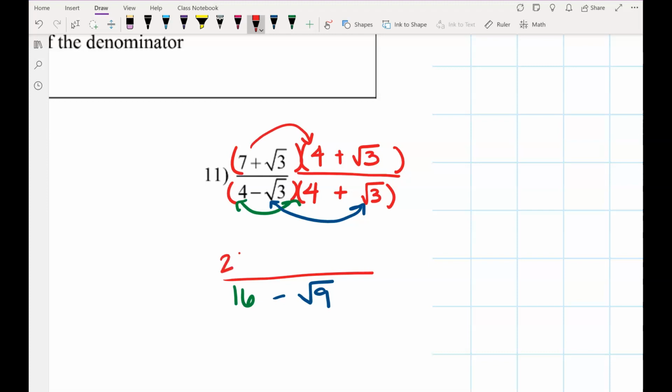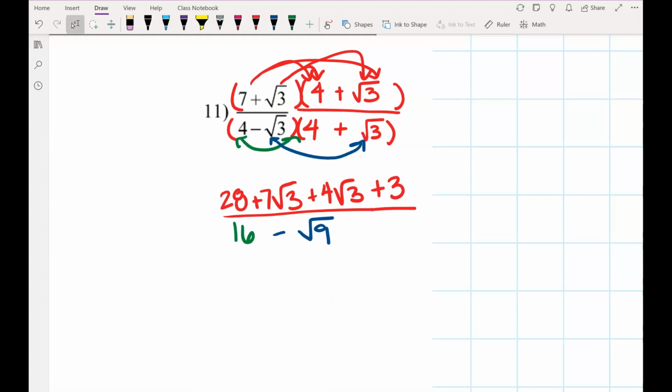7 times 4 is 28. 7 times rad 3 is going to be 7 rad 3. Rad 3 times 4 is going to be 4 times radical 3. Radical 3 times radical 3 is going to be radical 9, which I'm going to write as straight up 3. So on the top, we can combine 28 and 3. That will give us 31. We can also combine 4 rad 3 and 7 rad 3, so that will give us 11 rad 3.